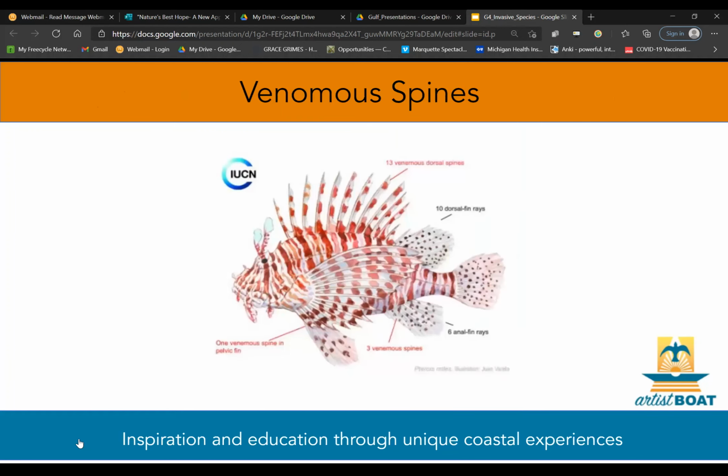All right, issue number 2. Lionfish have 18 venomous spines. So 13 spines are found at the front of the dorsal fin, 2 at the front edge of each pelvic fin, and 1 at the front edge of the anal fin.